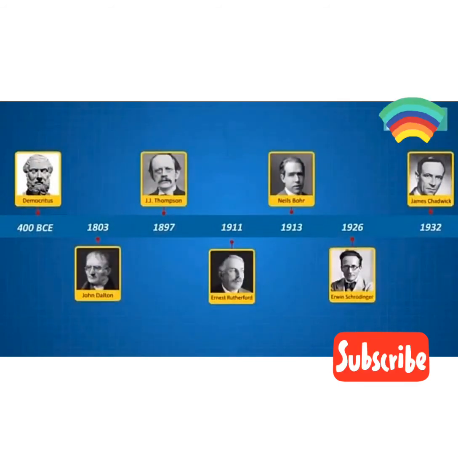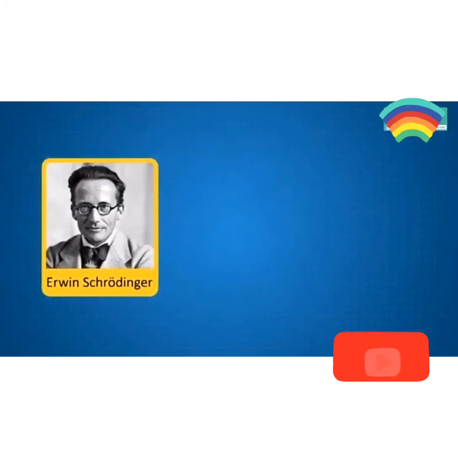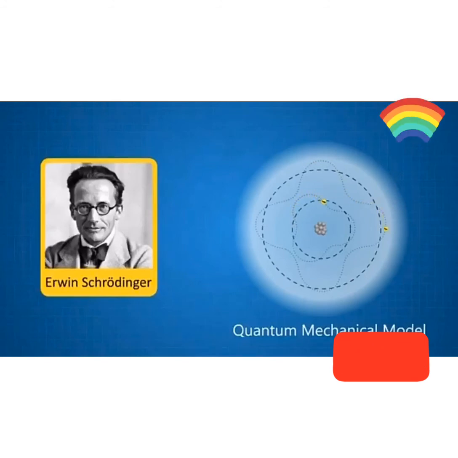In 1926, Erwin Schrödinger, an Austrian physicist, upgraded it and founded the quantum mechanical model of the atom. He observed that the electrons were not particles, but waves. He did this by mathematically stating that the possibility of finding an electron at a specific position inside the atom was uncertain. So, it must act like waves.